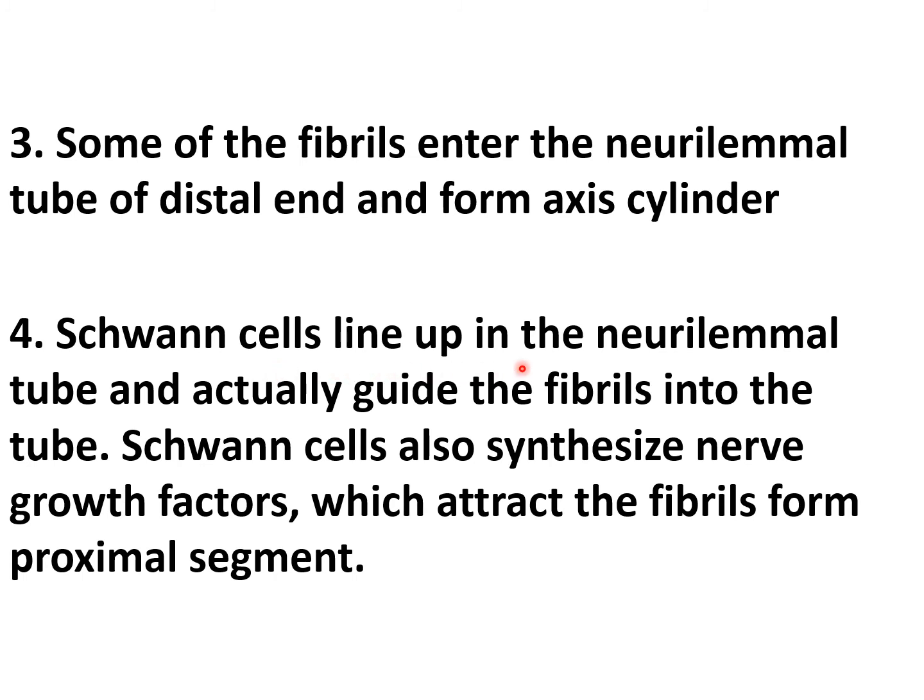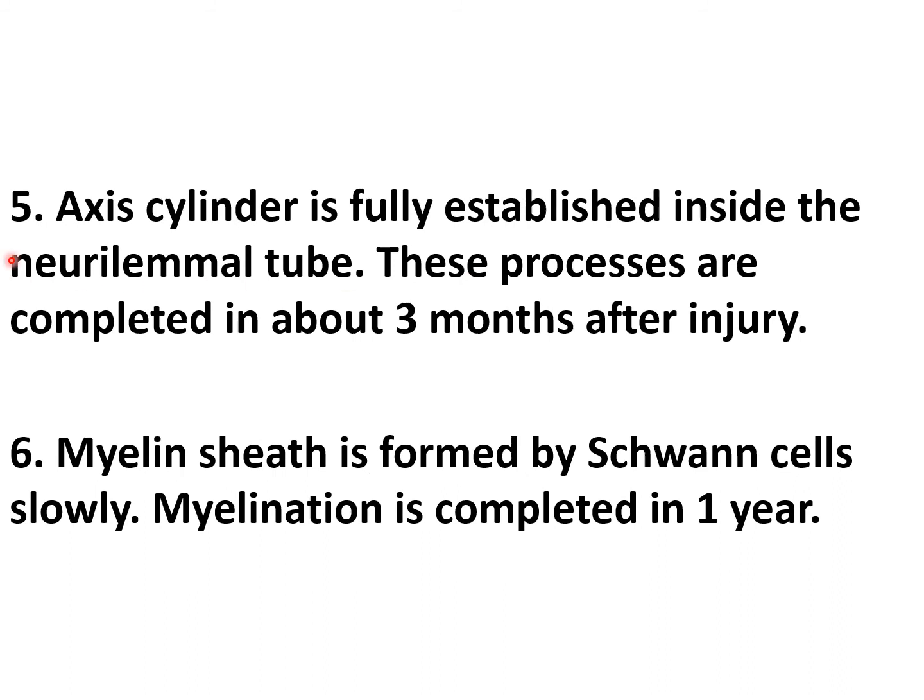Schwann cells line up in the neurilemmal tube and actually guide the fibrils into the tube. Schwann cells also synthesize nerve growth factor, which attracts the fibrils from the proximal segment. Then the axis cylinder is fully established inside the neurilemmal tube, and these processes are completed in about 3 months after the injury. Myelin sheath is formed by Schwann cells slowly, and myelination is completed in 1 year.